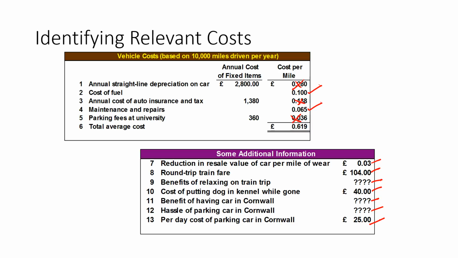So far we only have cost number 2 and cost number 4 as relevant costs. So what about cost number 7? The resale value of the car will drop by 3p per mile. So if she does drive to Cornwall, it will drop. If she doesn't drive to Cornwall, it won't. So it's incremental, it's future, it's a cash flow, so that is relevant.